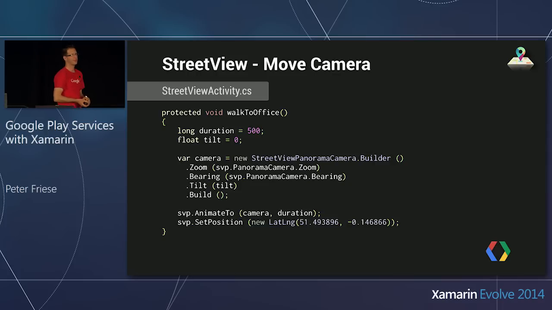Many applications that use Street View let the user move around to simulate driving or walking. And this is how you can do that.